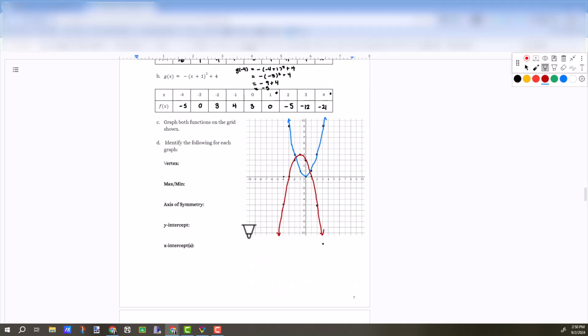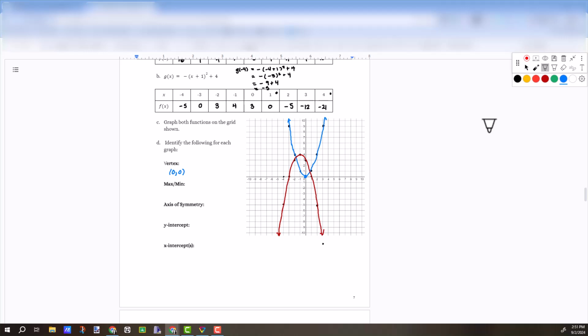Okay, so let's identify some of these things that we've talked about for quadratics. The first thing we need to do, let's start with the blue first, so I'll do those in blue. And let's identify the vertex. And the vertex is that turning point. And we know right here, that's where it goes from sloping down to sloping up. So the vertex here is 0 and 0.